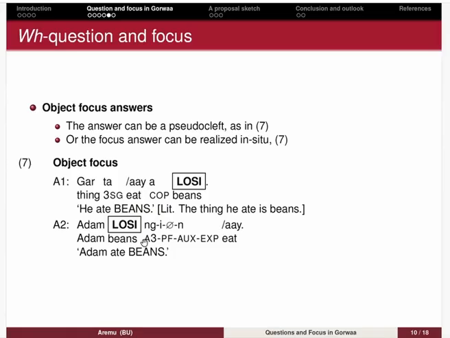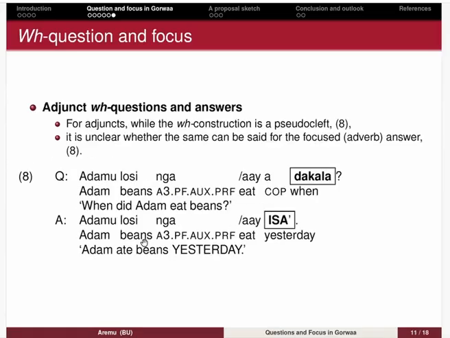So if you ask a question, what did Adam eat? Of course, you wouldn't answer by saying it was Adam who ate beans, because Adam is already given, right? So it was beans Adam ate. So basically, all right. Okay.